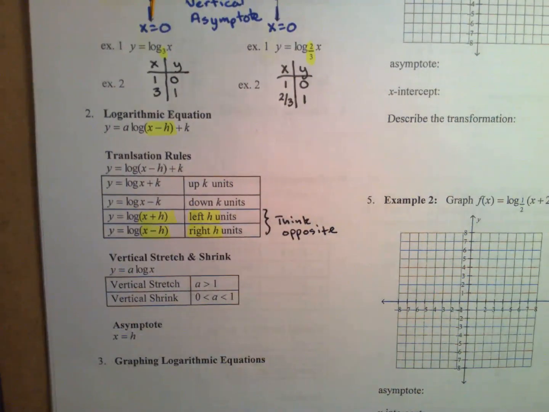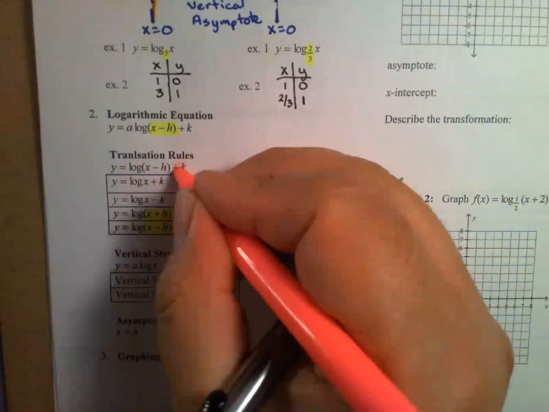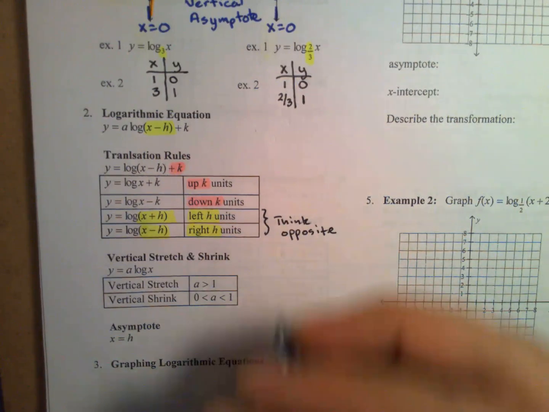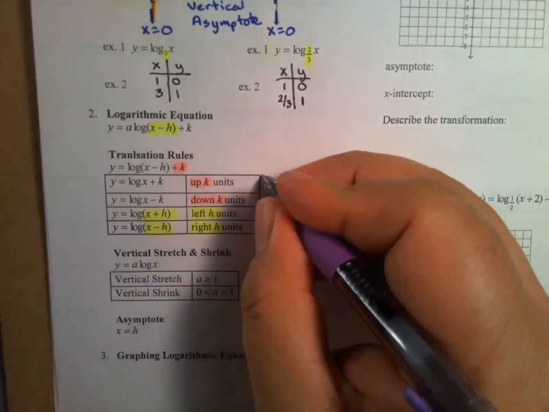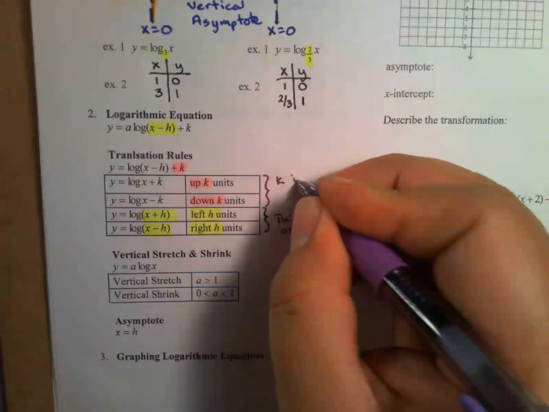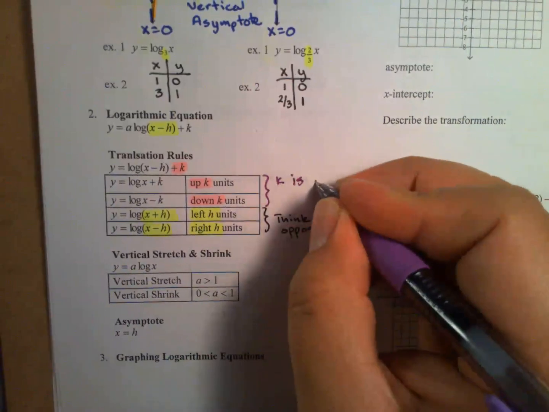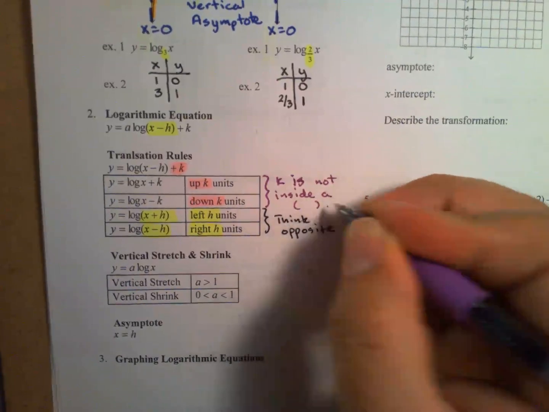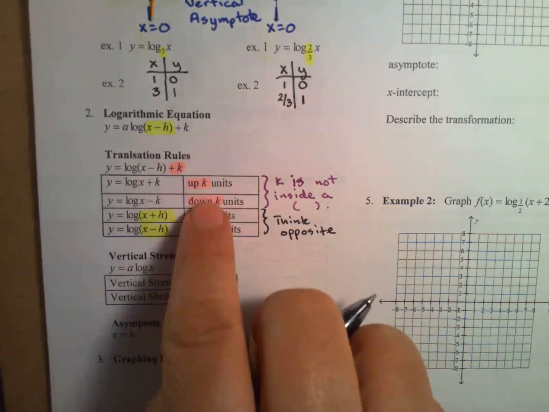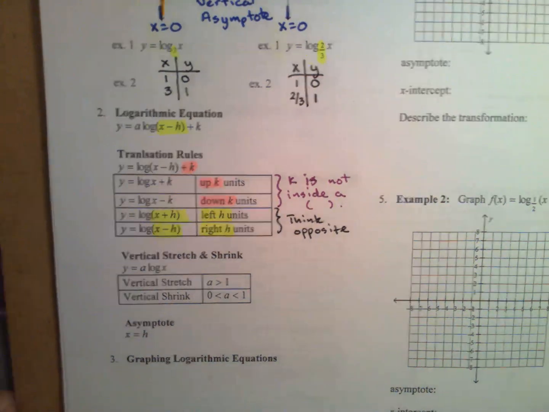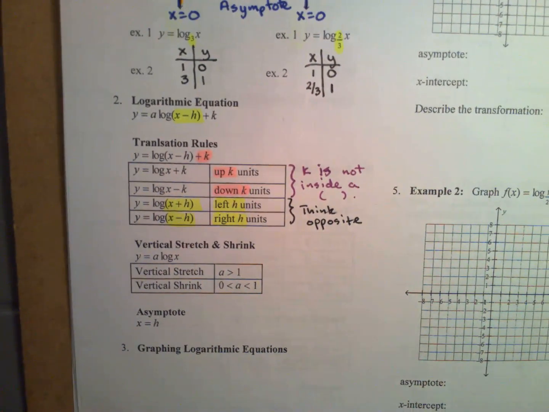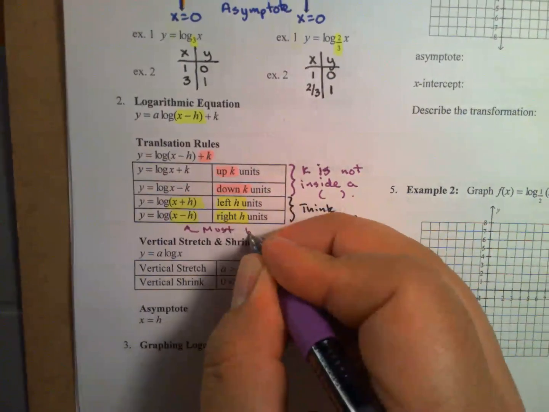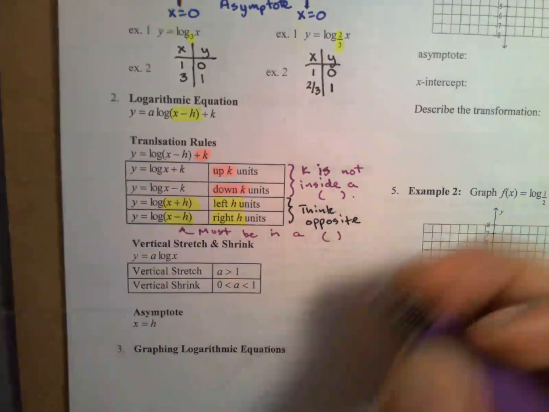And of course, if you have your k value, look at where your k value is. This is outside the parentheses. Then we're just going to move up or down. But the note we have to make is this. K is not inside a parentheses. If it's on the outside of a parentheses, that's how we know it's up and down. But that's a common misconception. People kind of mix up the left and right and up and down sometimes. Here must be in a parentheses.